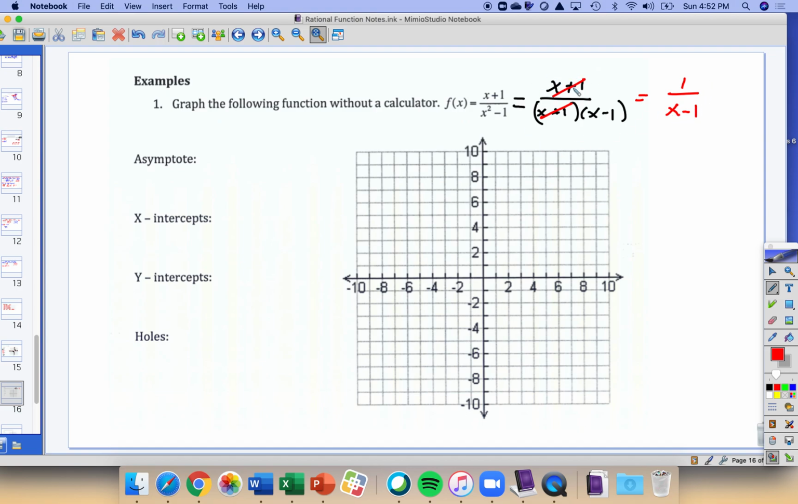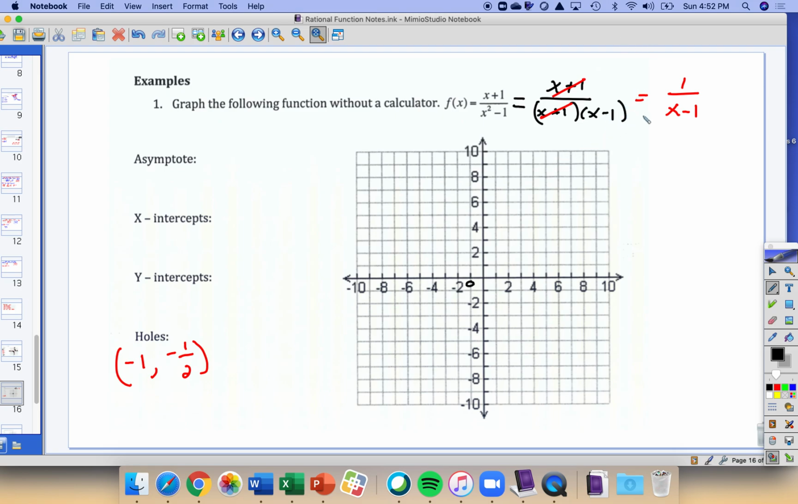There is a hole at the 0 of my common factor. So my common factor is x plus 1. The 0 of it is -1. Right? So it's when x plus 1 equals 0, which is -1. When I input -1 into the simplified version, I end up with 1 over -2, which is -1/2. So I have a hole at -1, -1/2, and I'm going to put an open circle there. Right there.